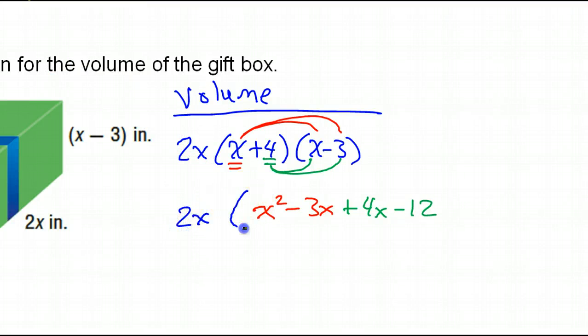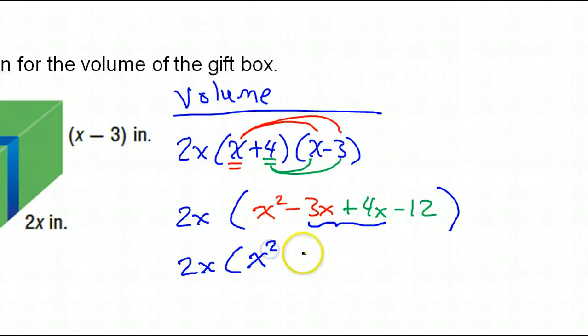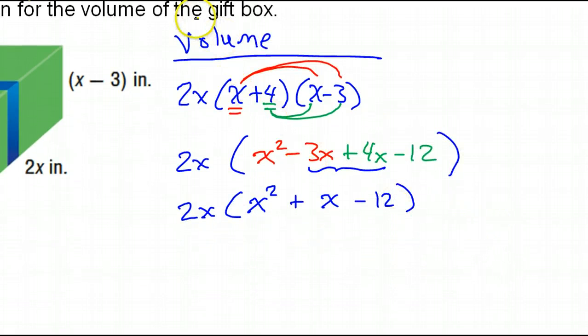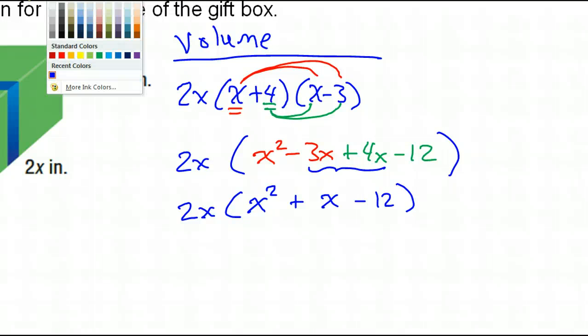It hasn't gone anywhere. Okay. So I'm going to combine these like terms right here. So I've got my 2x, but then the result of multiplying these two binomials together will be x squared plus x minus 12. So I've got that. So now I need to do the distributive property.